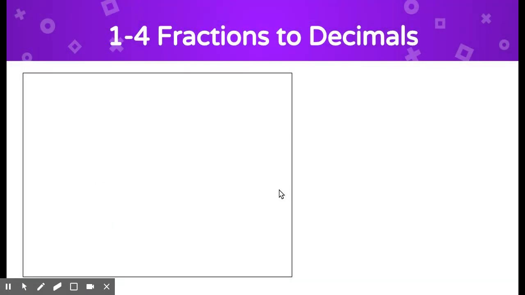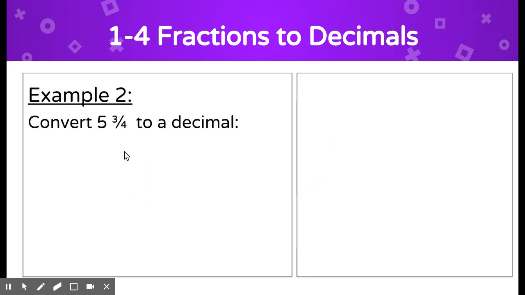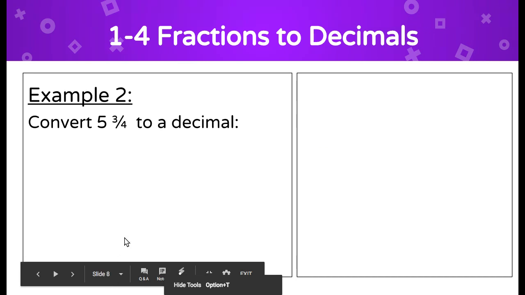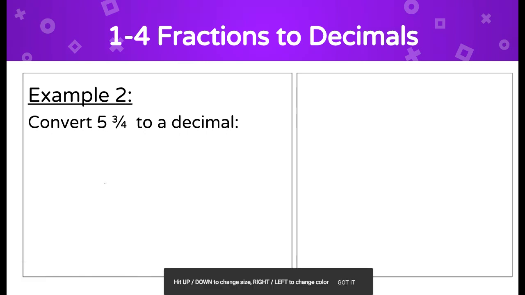All right, so example number 2. We're now going to convert 5 3/4 to a decimal. So to do this, you have to take a look at the mixed number first, right? If you look at the mixed number, there is a whole number. And when we're converting fractions to decimals, we want to keep the whole number the same. So what does that mean?